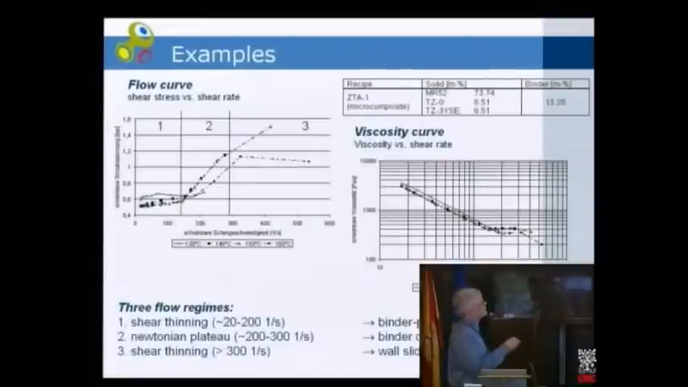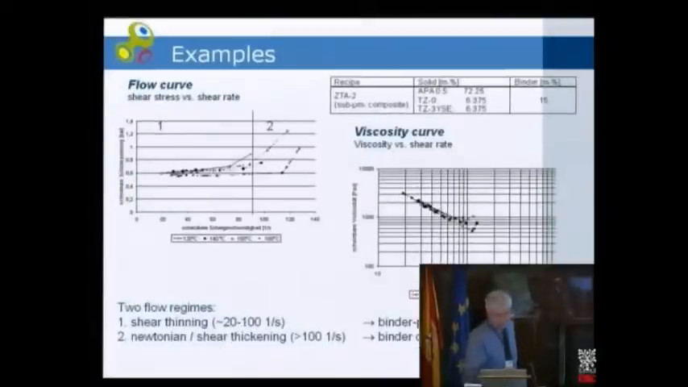If we make a double logarithmic plot, it looks like this. And what we can say is that this region 1 is dominated by binder-particle interaction. The second one is binder-dominated. And in the third one, we can predict that this is determined by wall sliding.